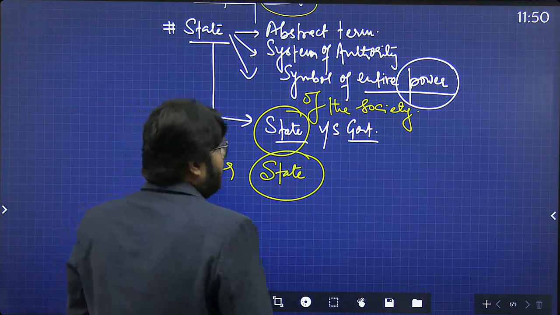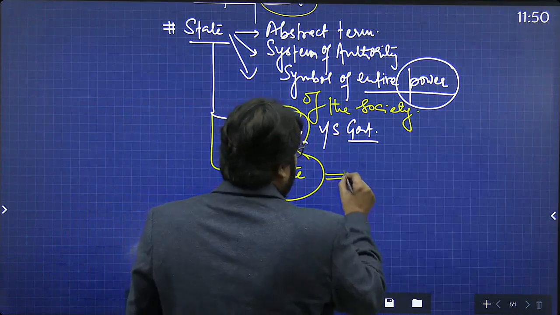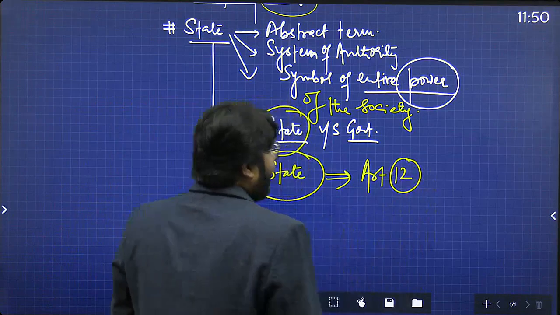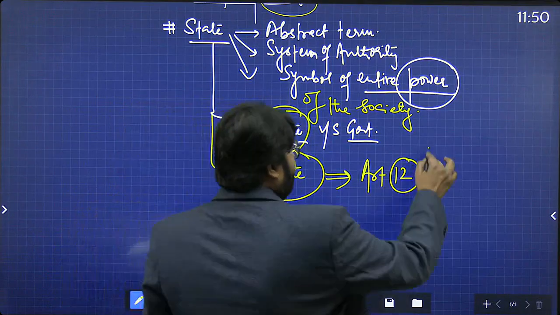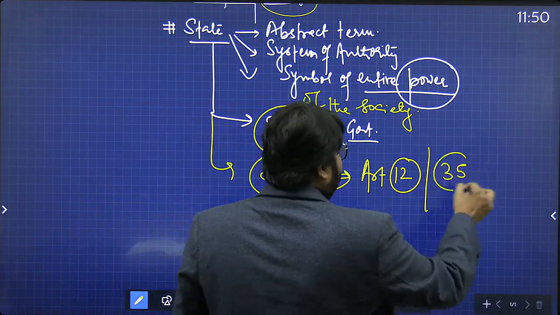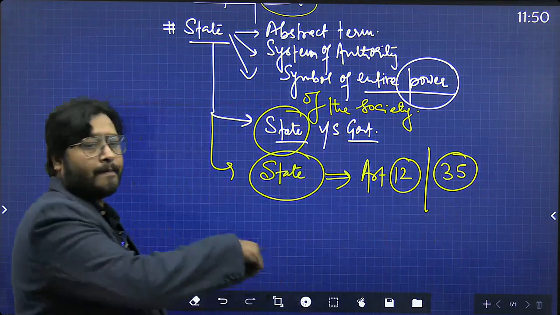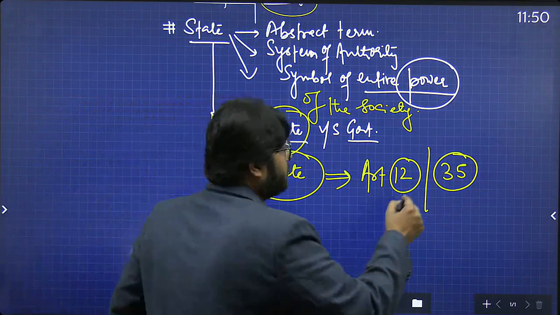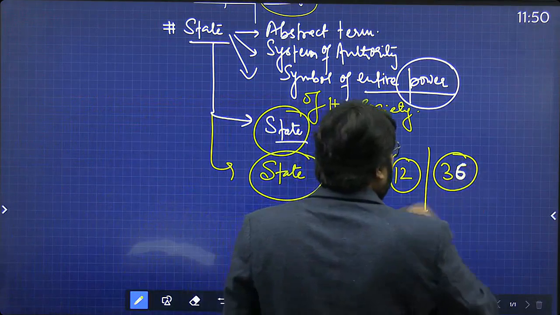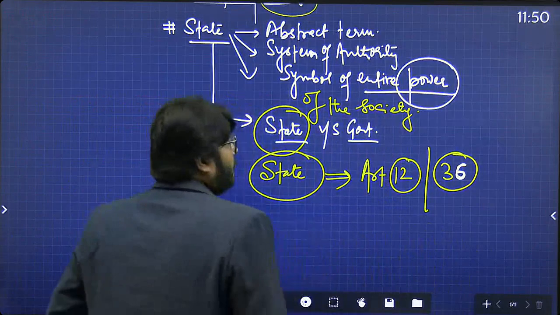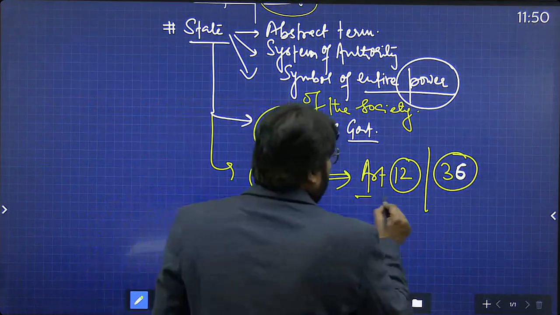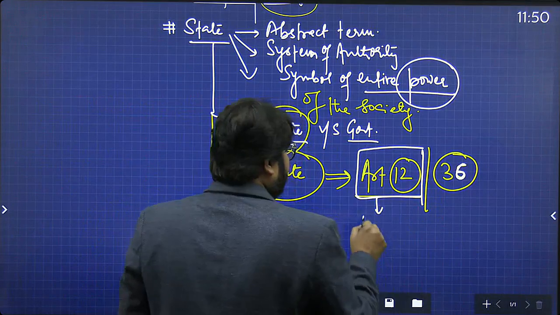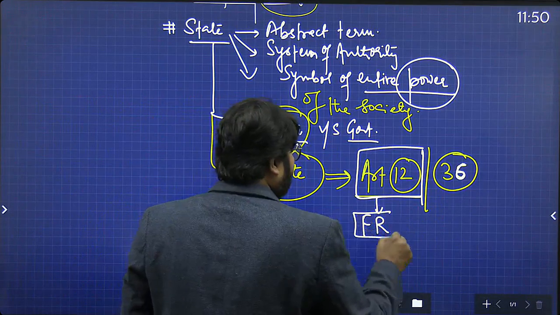State, in the context of India, when we use the word state, it is defined under Article 12 and also defined under Article 35 or 36, you can say. 36. Fine. But the main definition of the state comes from Article 12. This is done for the provision of fundamental rights.